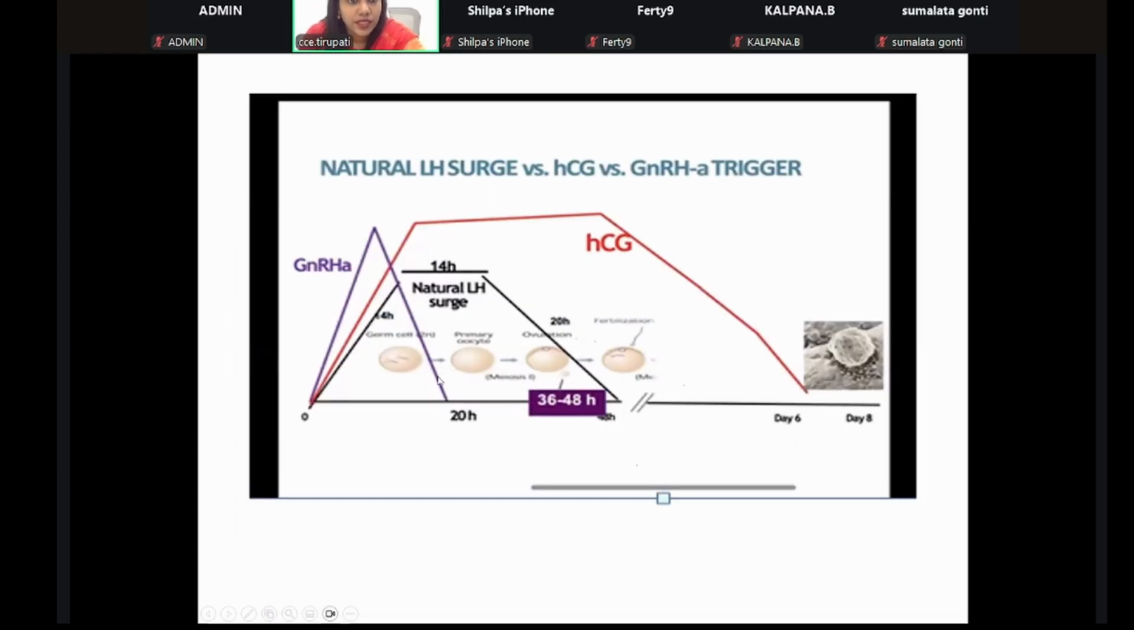So this is a very good image which shows the LH surge in a natural cycle, with agonist trigger and HCG. If we see the LH surge in a natural cycle, it sustains for about 48 hours. But with agonist trigger, it is very short, only 24 hours. And with HCG, the LH surge is very long, almost till day 6, day 7.